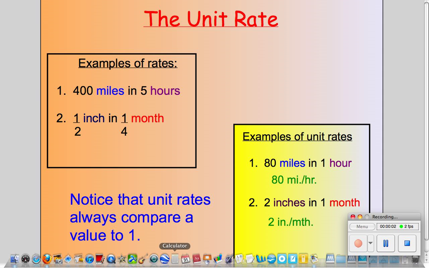All right, for today's lesson, we're going to tackle the unit rate. You guys are all capable of understanding what the unit rate is and how to calculate the unit rate. Before we get to the unit rate, I want to look at examples of what rates are.